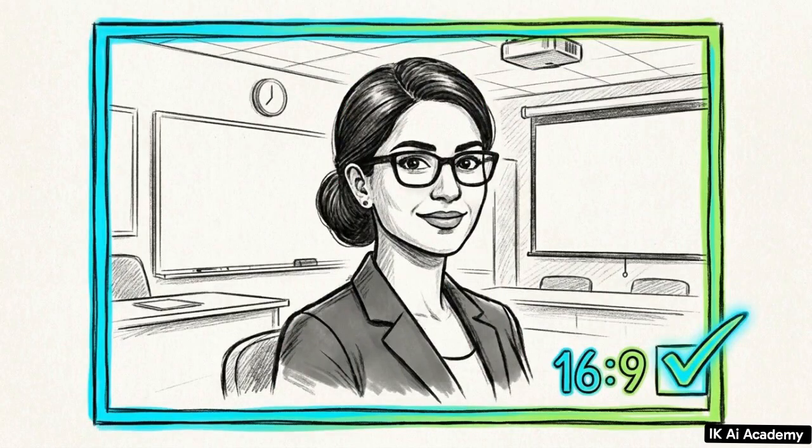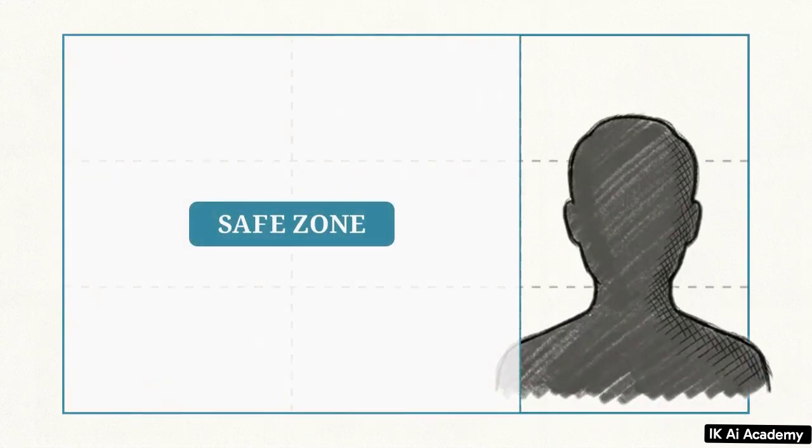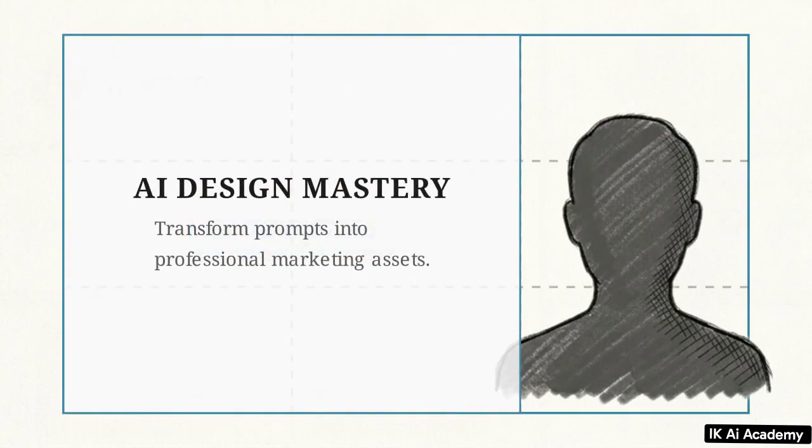Now we verify our dimensions. Because we specified a 16:9 ratio in our prompt, the image perfectly matches our intended format without any awkward cropping. We also need to check our composition for negative space. Look at this shaded area on the left. By framing our subject to the right, we've intentionally left this uncluttered safe zone open, so we have room to add our marketing text and logos later.